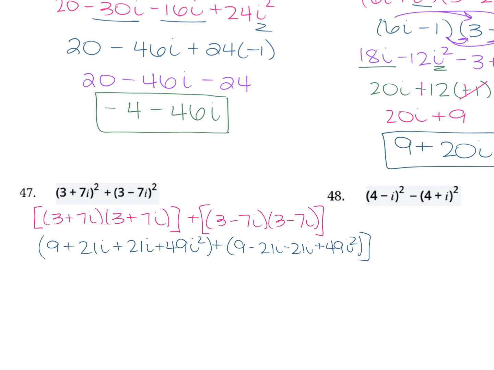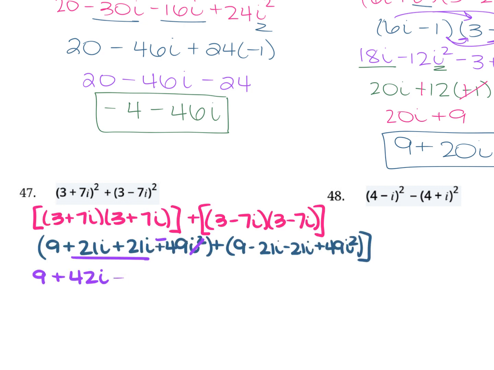So from here, we're just going to combine like terms. Inside, 9 plus 42i plus 49i squared is going to make this a negative 49. So minus 49, not i squared though. The i squared makes it the negative. And then you're going to add this with the 9 minus 42i minus 49, because that i squared makes that 49 a negative.